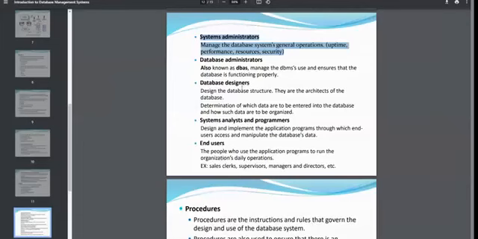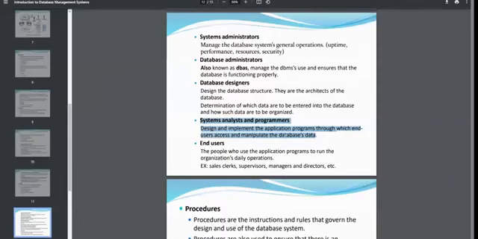Resources, security, uptime, and performance are matters for system administrators. Database administrators are always focusing on database activities. And then there are system analysts and programmers, who design and implement application programs which end users access and use to manipulate databases.